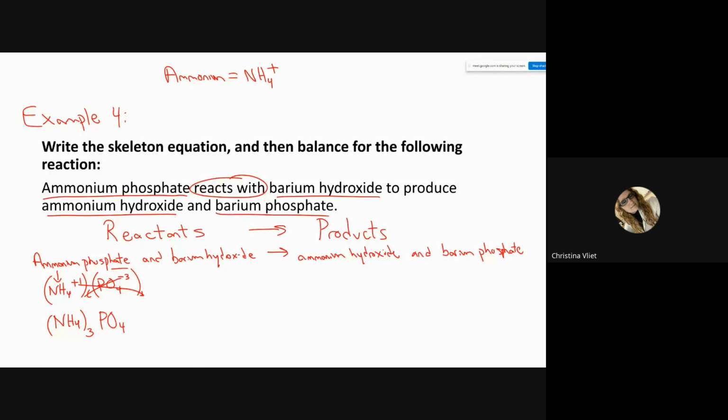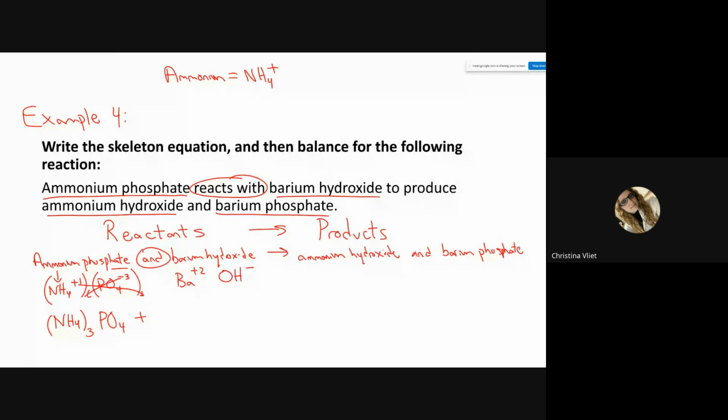And what do we put for and? Plus barium hydroxide. Barium, the charge is +2 from group 2 of the periodic table. Hydroxide, look at your list of polyatomic ions. You could have it memorized, but if you forgot it, look at the list. It's OH minus.